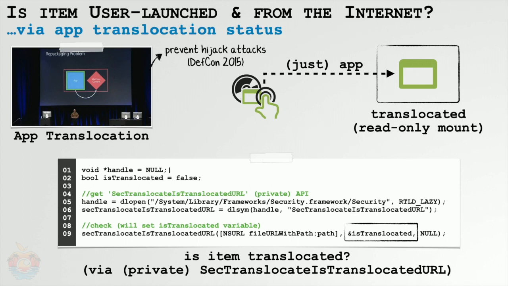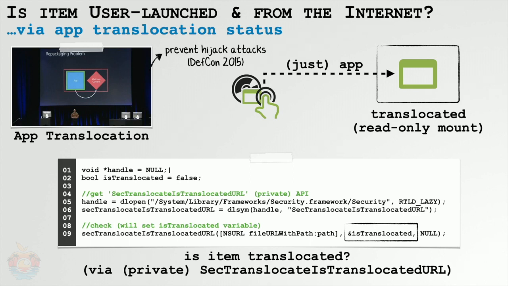Now, when a user downloads an application from the internet and double-clicks it, what Apple does behind the scenes is something called translocation. They basically copy it to a randomized read-only mount and execute it from there. This is to mitigate against a vulnerability I talked about a few years ago at DEF CON called dylib hijacking.